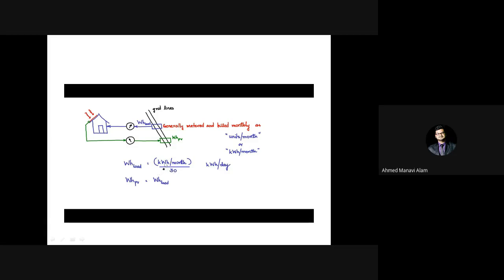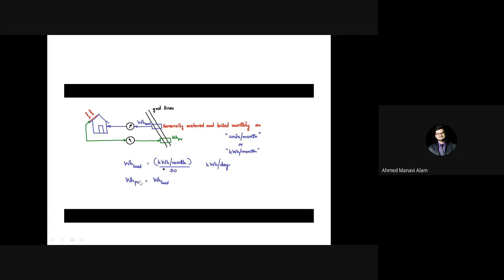I will do some examples, then it will be more clear. But if your electric load is given as units per month, or in the question it is written that for a month you use 200 units, whenever we need to design a PV cell we have to take that value per day. That is why whenever it is given per month, you have to divide it by 30. By dividing it by 30, you get the WH_load per day.